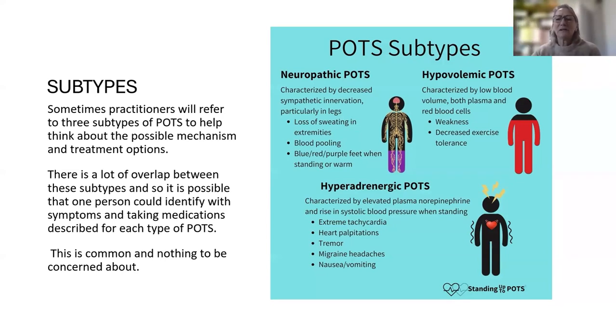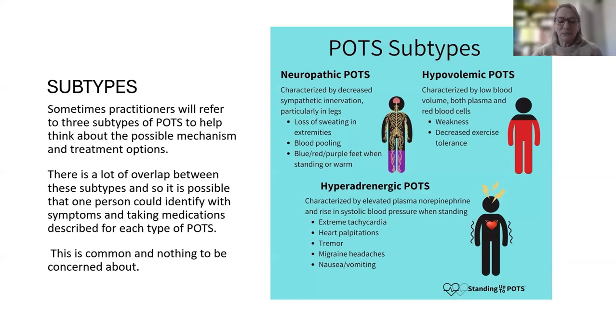The hypovolemic POTS is about a low blood volume, both in plasma and red blood cells. So you actually have less blood, and that's characterized more by weakness and decreased exercise tolerance. And then you have the hyperadrenergic POTS, where you've got really high levels of epinephrine or adrenaline and norepinephrine, and that's where you get the heart pounding, the sweating, the trembling, the very, very high heart rate.